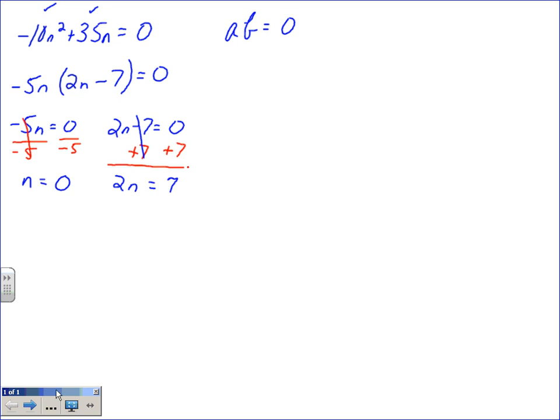And you don't really have to get fancy here. I don't think we need a calculator here. Because you can leave your answer as 7 over 2. You don't have to make it 3.5. You can just leave it as 7 over 2.